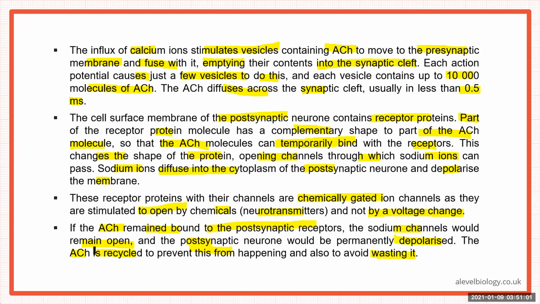So this is what is happening at the postsynaptic membrane. The neurotransmitter gets attached to the receptor, right? Which has a little part of it which is complementary. As the neurotransmitter binds to the receptor, the shape of the receptor protein changes, which allows sodium ion channels to open. They diffuse in and they depolarize the postsynaptic membrane. And remember, this entry of sodium ions is through the chemically gated ion channels, not through the voltage gated channels, right?